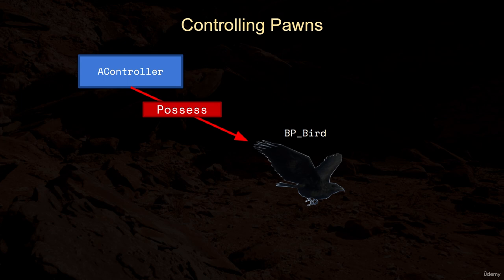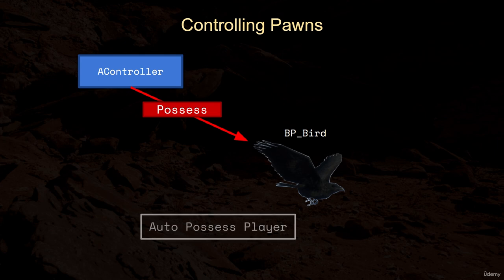So as soon as we press play, we know that we have a controller. So how do we actually possess the bird? Well, all pawns have a variable called AutoPossessPlayer, and we can set its value. By default, it's unset, but if we set it to player 0, that refers to the first controller in the world. Now, it's 0 because we start counting at 0. If there were more than one controller in the world, say in a multiplayer split-screen game, for example, then the first controller would be player 0 and the second would be player 1. But in our case, there's only one controller, and that's going to be player 0.